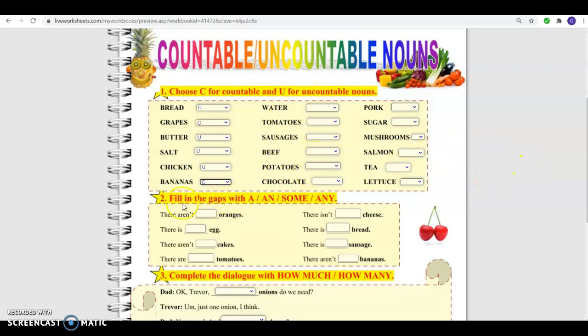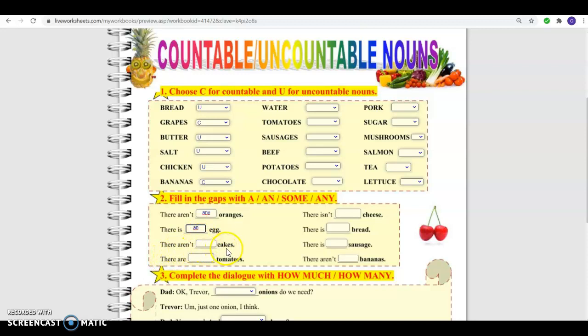Me completas esta actividad. 2. Fill in the gaps with a, an, some, or any. Completamos los espacios con a, an, some, or any. There aren't oranges. Oranges. Está en plural. Y está negativo. Plural y negativo. ¿Qué utilizamos? Any. Good. There is egg. There is singular. Egg. 1. Que utilizo para referirme a solo uno. Singular. Ah, pero como la palabrita empieza con vocal, an egg.